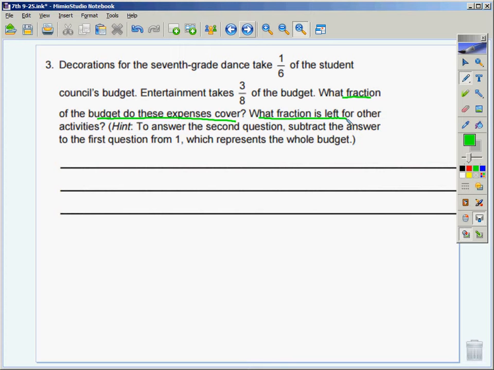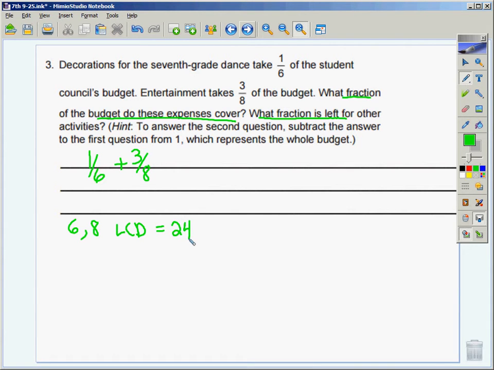Decorations for the 7th grade dance take 1/6 of the student council's budget. Entertainment takes 3/8 of the budget. And it wants to know what the total of these expenses are. And again, if I'm looking at the 6 and the 8, the lowest common denominator between 6 and 8, or the smallest number that 6 and 8 will both go into, would be 24.